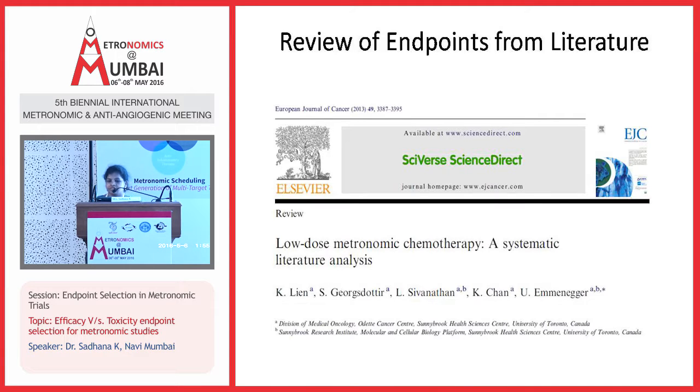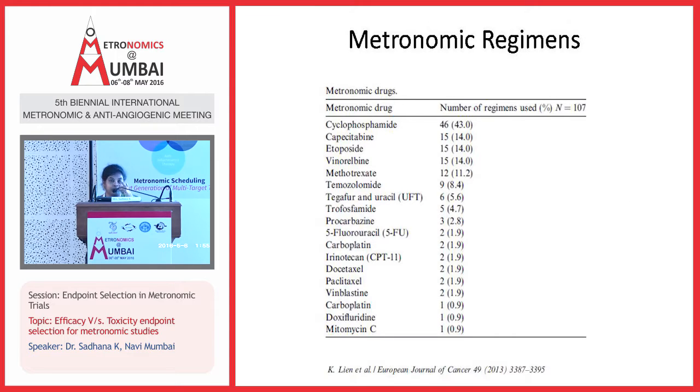Now, when I did a literature search, I found a systematic review which gave a comprehensive idea of all the endpoints covered using low-dose metronomic chemotherapy. The review searched some 400 and odd abstracts, and found 80 published studies on low-dose metronomic regimens. The review pointed out that the drugs most often used in this setting were cyclophosphamide, followed by capecitabine and etoposide, etc.